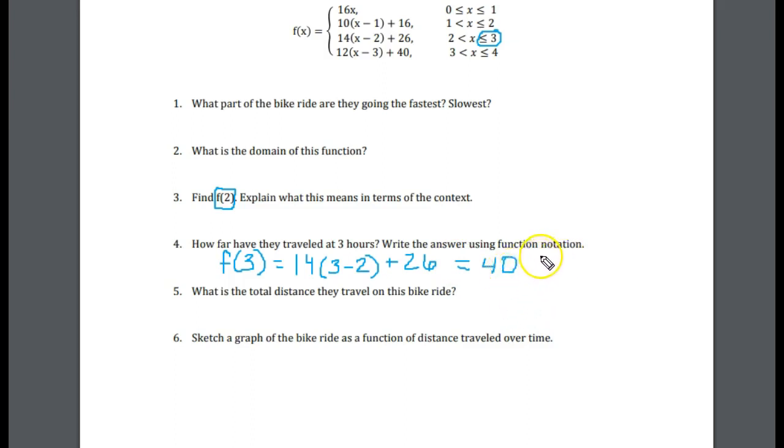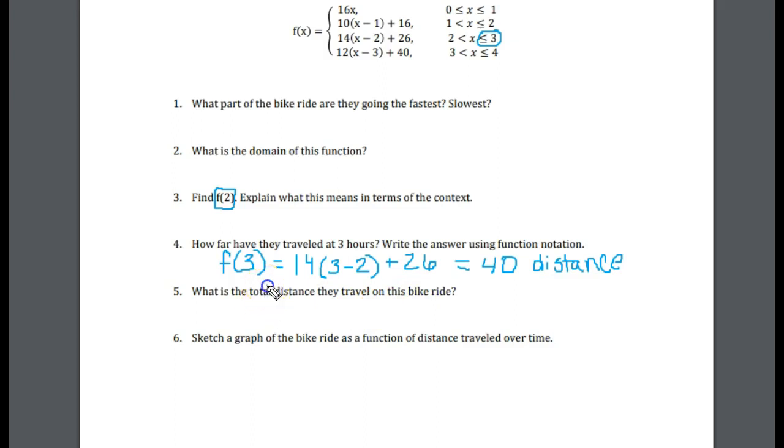Again, I don't know what my unit of measure is for this, so it's just my distance. We can say units, but we don't know whether it's miles, kilometers, or meters, so we're just going to have to leave it at that. What is the total distance that they travel on this bike ride?